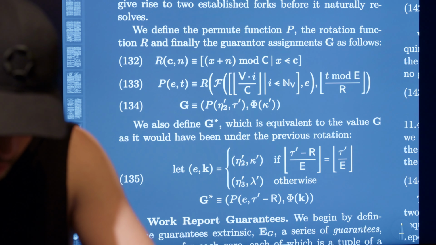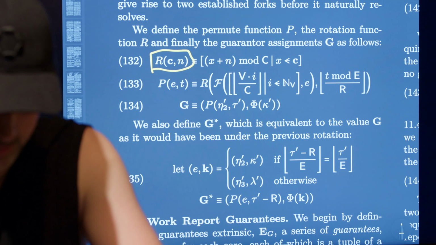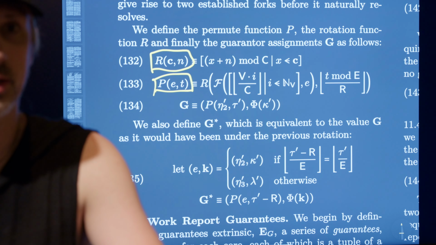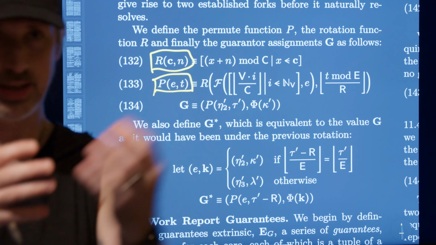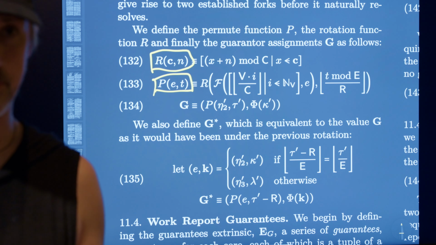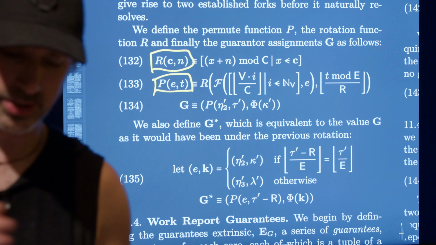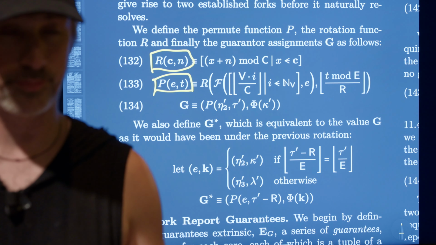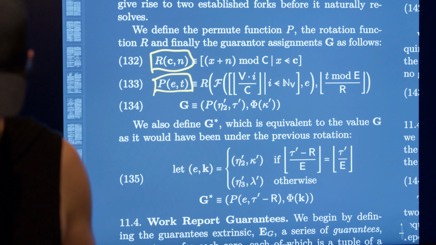All right, so we have 2 helper functions here. R, which rotates, and P, which permutes. So we first do the permutation, right? We first do this shuffle based on the epochal randomness, epochal entropy, and then we rotate based on the epochal phase. They look a bit complicated. They're actually pretty simple.